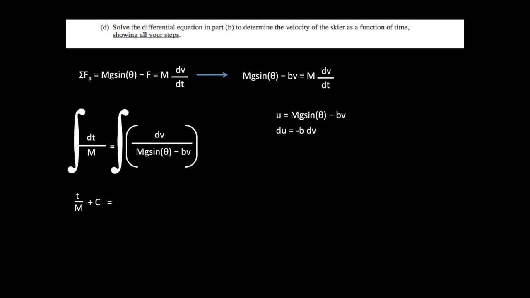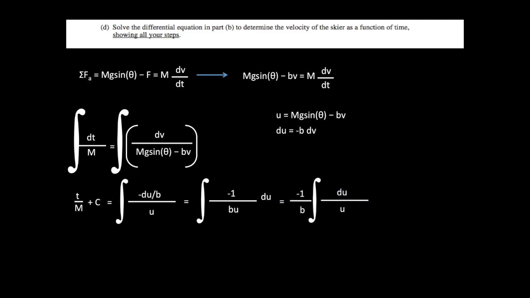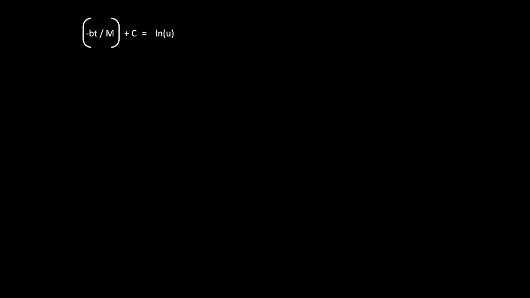On the right, we can substitute dv with negative du over b, and mg sine theta minus bv can be substituted with u. We can factor out negative 1 over b, and multiply negative b to both sides of the equation to get negative bt over m plus c is equal to the natural log of u plus another constant, c1. We can eliminate c1 on the right side by subtracting c1 on both sides of the equation. c minus c1 is just equal to another constant, so we can just write negative bt over m plus c is equal to ln of u.